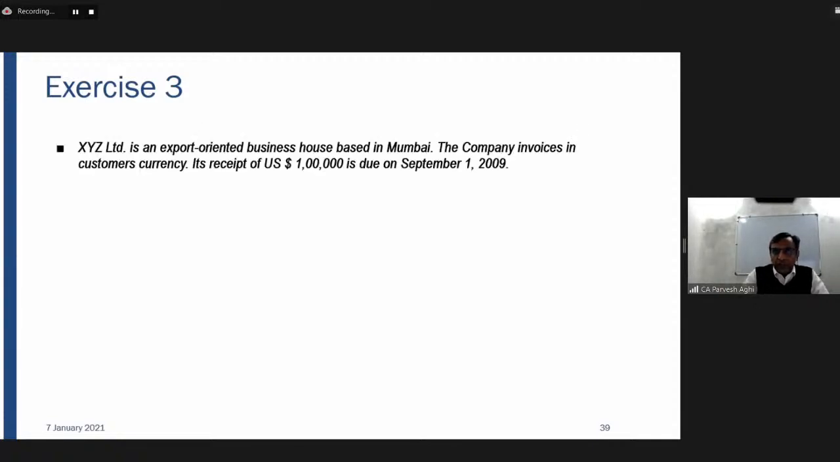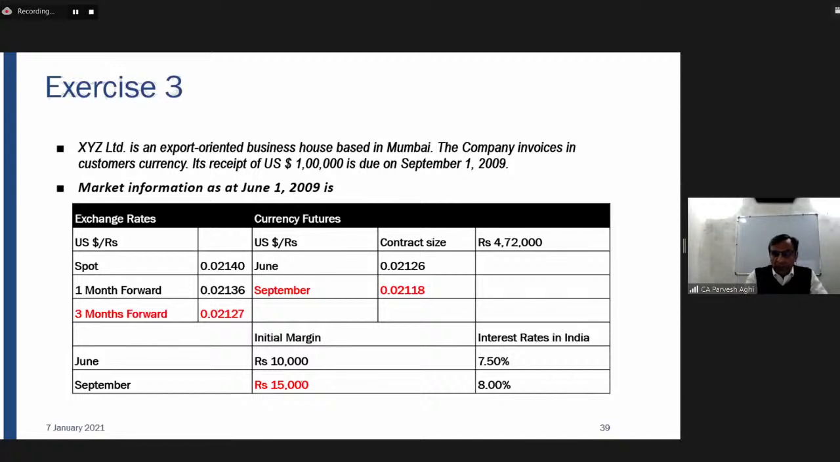XYZ Limited is an export-oriented business house based in Mumbai, so it is basically an exporter. The company invoices in the customers' currency. A receipt of US $1 lakh is due on 1st of September 2009. So they are going to receive $1 lakh on 1st of September 2009. Market information as at June 1, 2009 is given, which is available on your screen.